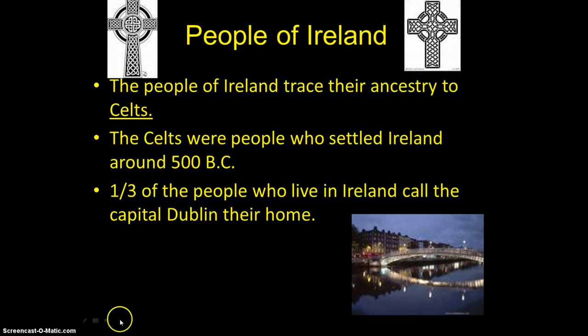The people of Ireland trace their ancestry back to the Celts. The Celts were people who settled Ireland around 500 BC. I don't know if you've ever realized this, but the Boston Celtics take their name because a large number of the immigrants, remember in the 1840s and 1850s, came over to the United States and settled in the Boston, Massachusetts area. So that's where you get the name, the Celtics.